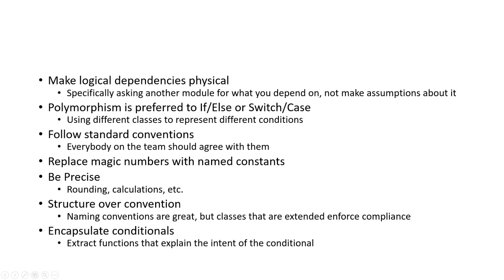Next one, replace magic numbers with named constants. Kind of self-explanatory. If you have any big numbers, pi, Planck's constant, the speed of light, stuff like that, instead of hard coding the actual number pi, 3.14, you should put it within a named constant and then call that constant in places.